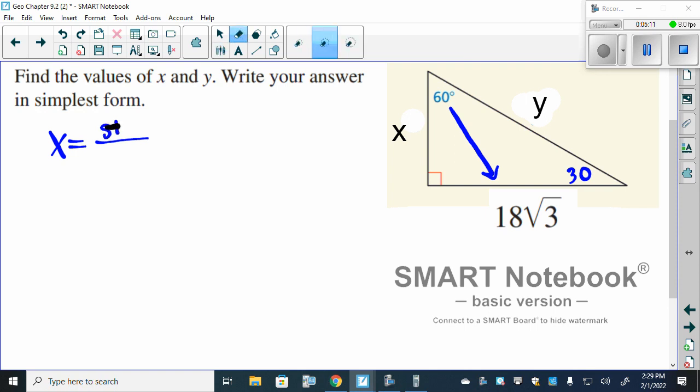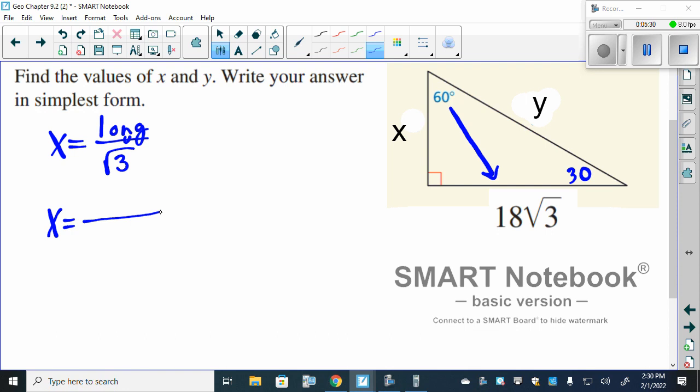Yes. So we take the long measure. So long divided by the square root of 3. Let me write that so it's easier to read. If we take the long leg divided by the square root of 3, well, in this case here, the long leg is 18 square root of 3. So we would take 18 square root of 3 and divide it by the square root of 3. Now the question is, what is 18 square root of 3 divided by the square root of 3?